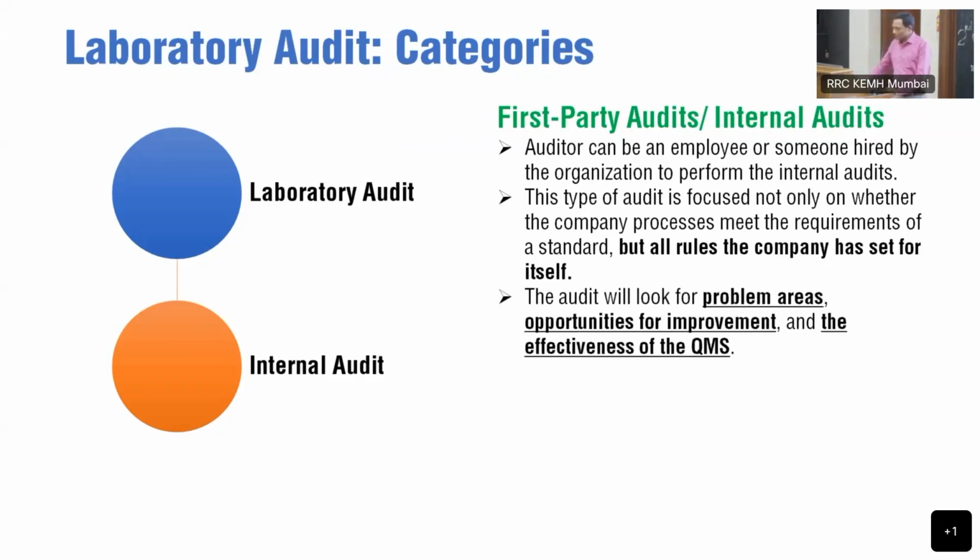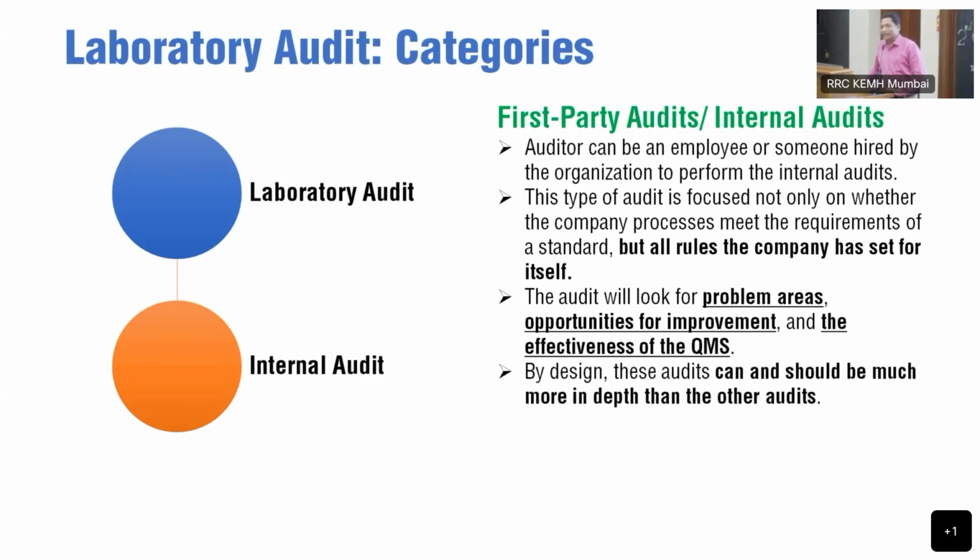Okay. The audit will look for problem areas, opportunities for improvement, and the effectiveness of the quality management system. By design, these audits can and should be much more in depth. As I have said, you can make your audit criteria more stringent. Okay? So you can dig into the problem areas to the extent you want.